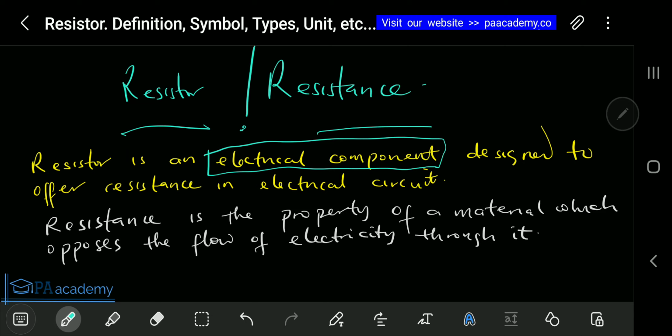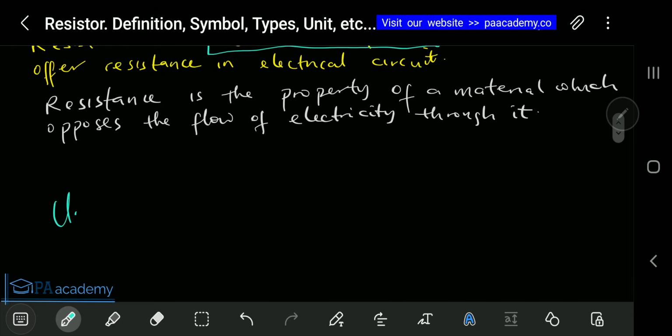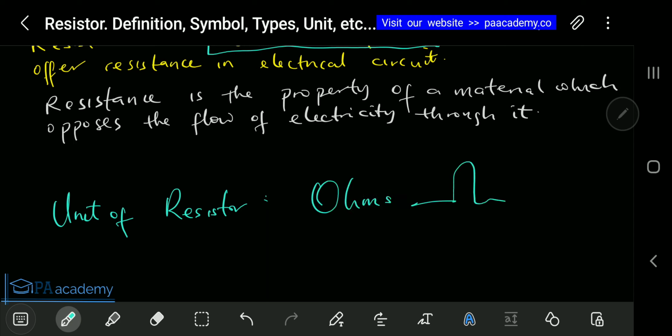Like the example I gave, maybe you're in the lab and you are asked to go and get a resistor. You can say it's a resistor, but you won't be told to go and get a resistance. The physical component itself is the resistor, while the property of that resistor is what we refer to as the resistance. I hope that makes sense. And like I mentioned earlier, the unit of resistance is ohms. This is the symbol, something like this.